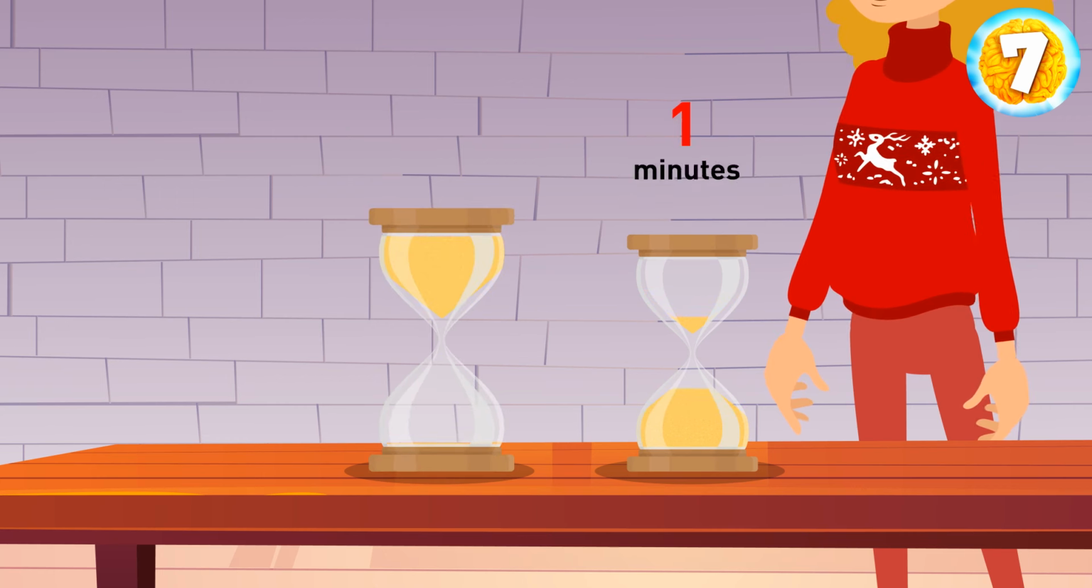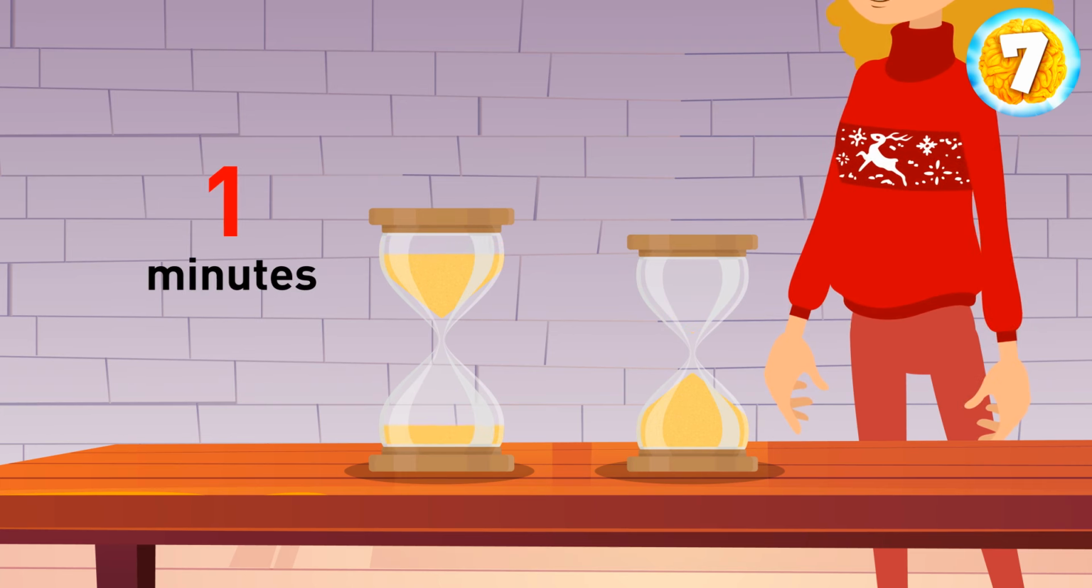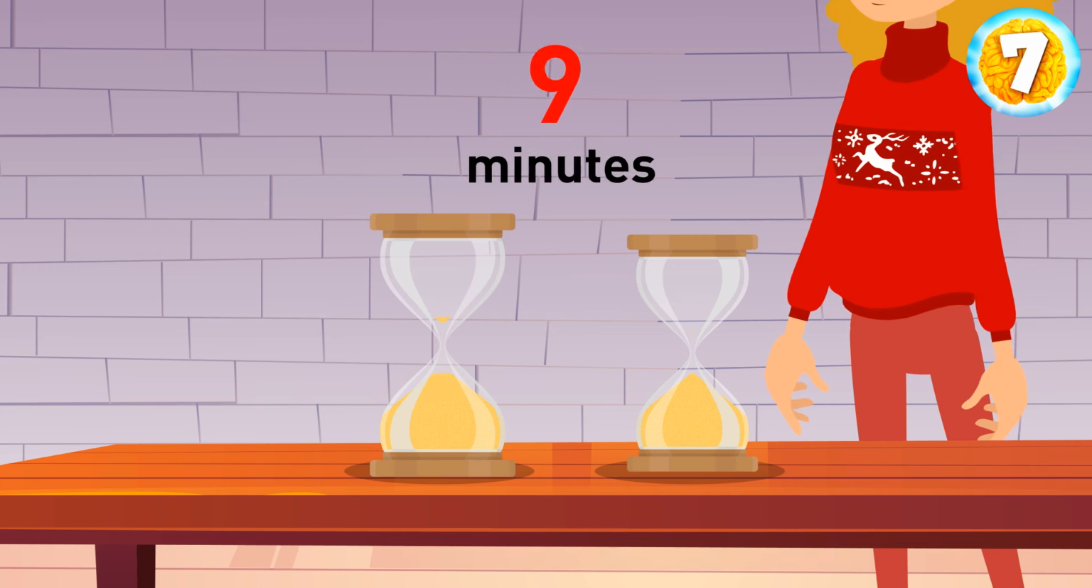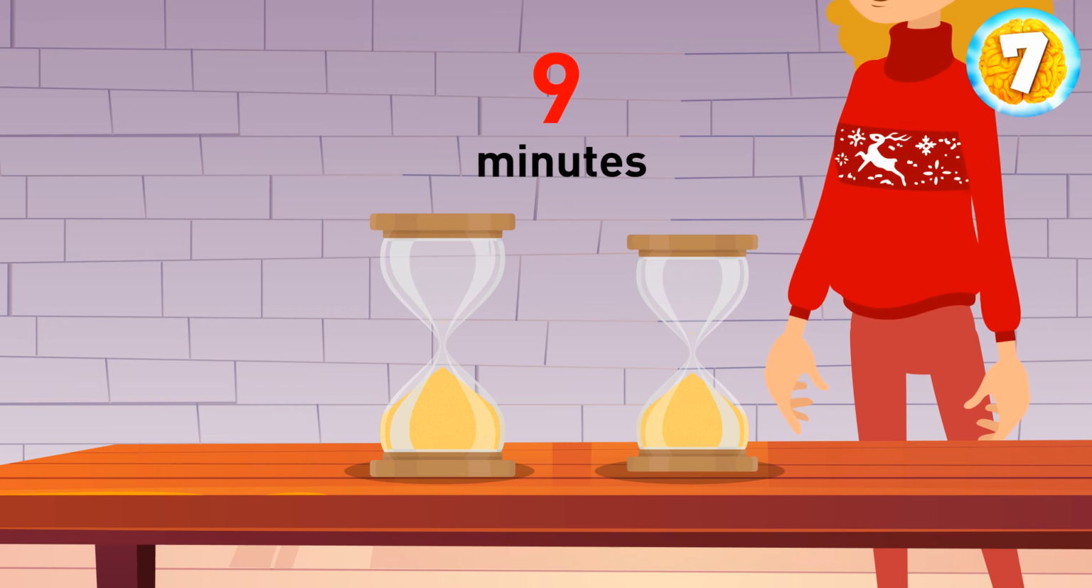And once the 4-minute glass emptied again, there was 1 minute's worth of sand at the bottom half of the 7-minute timer. She flipped it over again, so there was 1 minute worth of sand on the top of the glass. And when the 7-minute timer finally emptied again, 9 minutes elapsed in total.